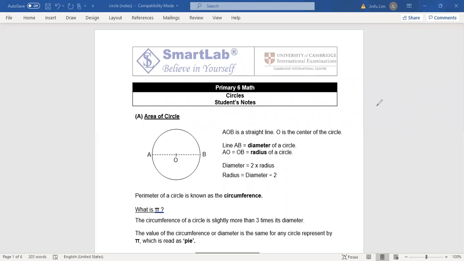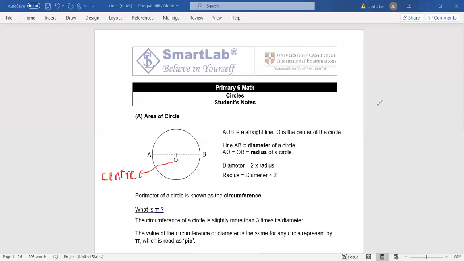Okay, today we are going to talk about circle. So over here, let us take a look at a typical circle. So in this case, the O represents the center. And A and B are points on the edge of the circle.